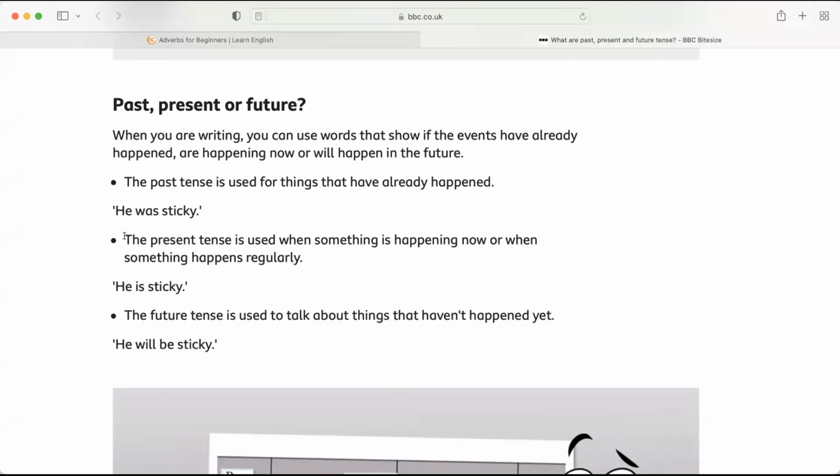The future tense is used to talk about things that haven't happened yet. So we don't know when it will happen. So he will be sticky. So is has now changed into he will be sticky.